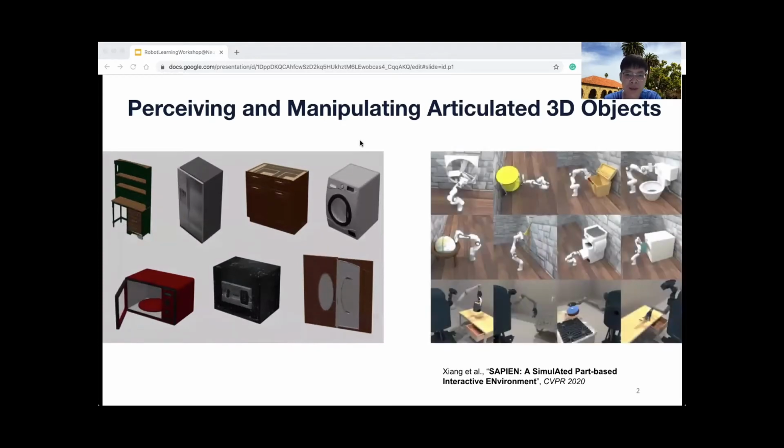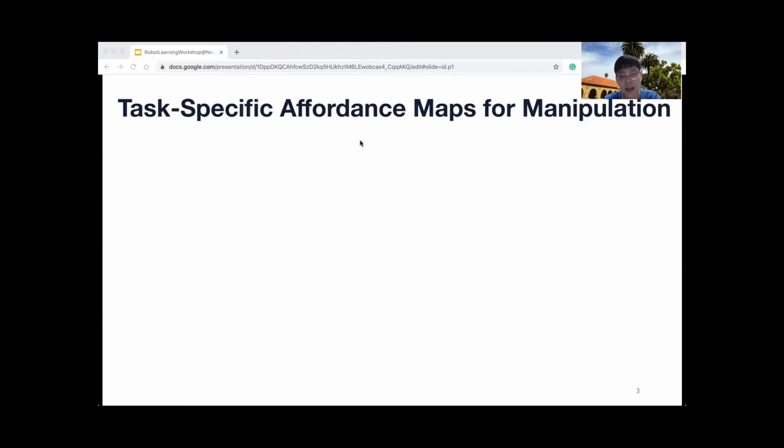Future home assistant robots need to accomplish a wide and diverse range of household tasks in unstructured human environments. It is thus an important yet challenging task to develop autonomous agents that can perceive and interact with articulated 3D shapes as easily as we humans could do. Today, I will cover two works to give you examples of how to bridge the perception-interaction gaps by learning task-specific affordance maps.